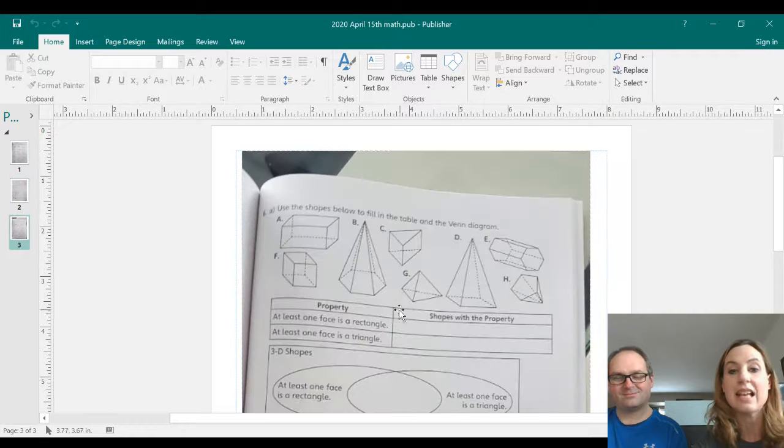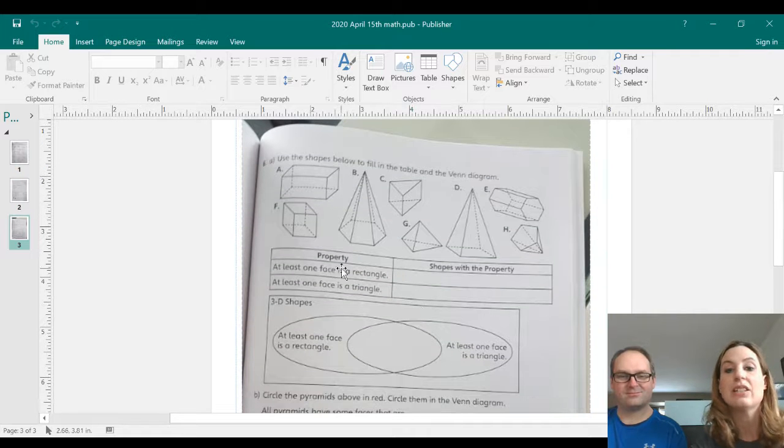And then the last section is where you need to use the shape flow and fill out the table. So at least one face is a rectangle. Well, A, it definitely has some rectangles. It's a prism. So A would go here. But B, at least one face is a triangle. It's a pyramid. So B would go in here.